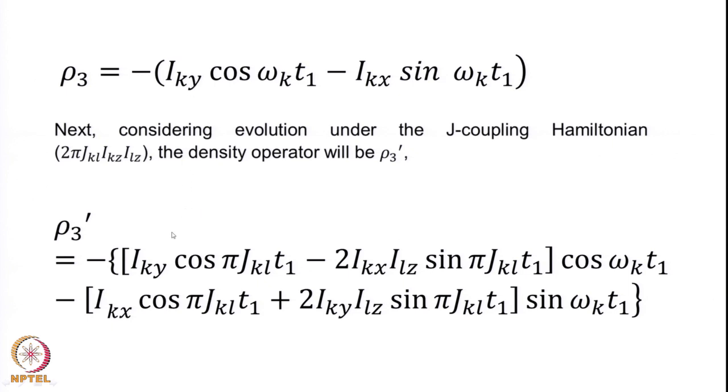Okay. So, I_ky evolution gives you I_ky cosine pi J_kl t1 minus 2 I_kx I_lz sine pi J_kl t1, and you have this cosine omega_k t1 from here. And this term gives you minus I_kx cosine pi J_kl t1 plus 2 I_ky I_lz sine pi J_kl t1, and the sine omega_k t1 comes from here. Now, this is the density operator at the end of the t1 period.